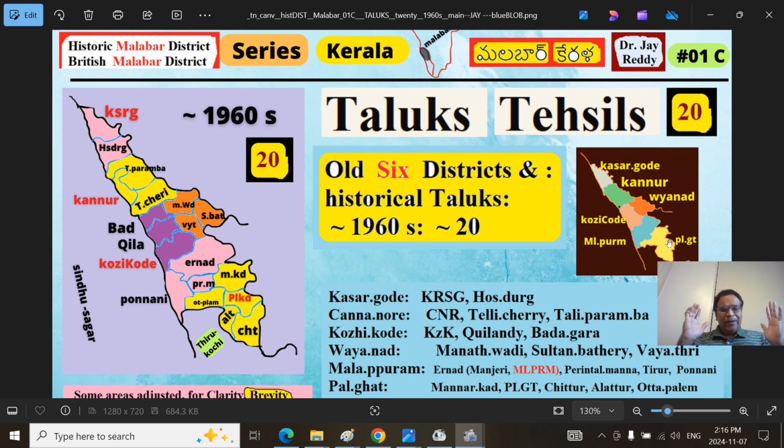Remember, there are different names, like native names now used and anglicized names. I will be using both of them interchangeably so that the audience will be aware. That is Pal.Ghat, the old anglicized name is Palghat, and Canna.Nore, the current name is Canna.Nore. Trivandrum was the capital before, in the Travancore princely state, the anglicized name is Tiruvitamkur, and so on.